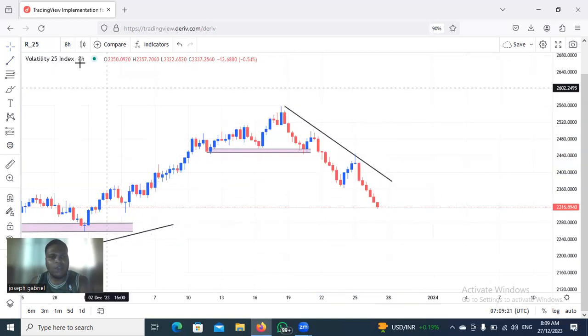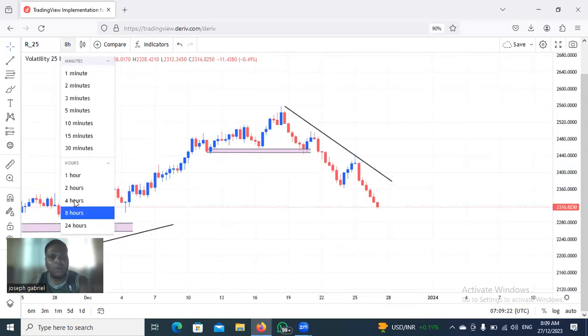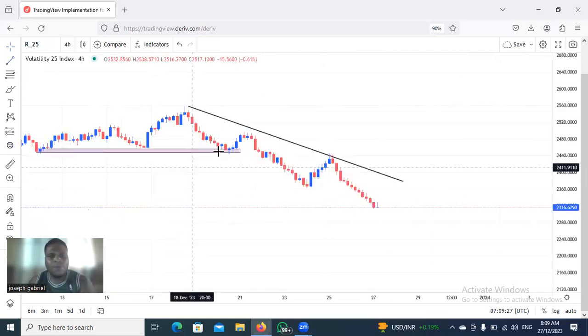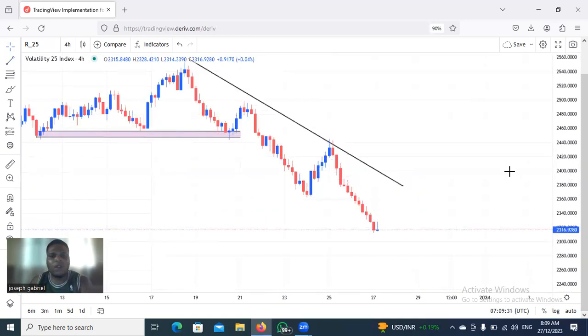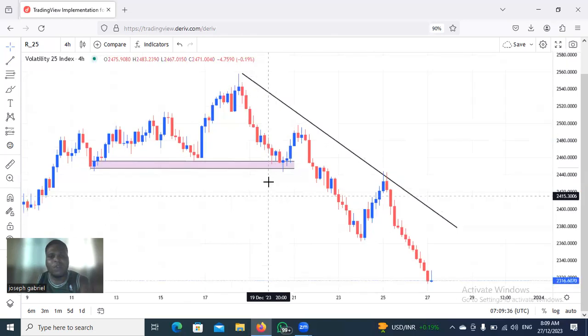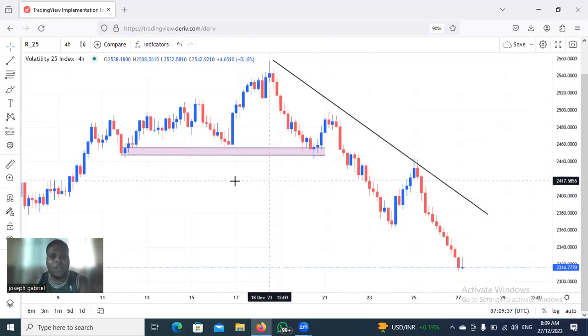I'm sorry, I'm doing this on the 8 hours time frame. So you can even go down to a lower time frame, like your 4 hours. But I usually advise traders that if you are carrying out these processes, make sure you do it on the higher time frame.